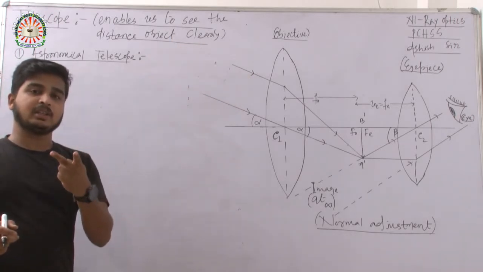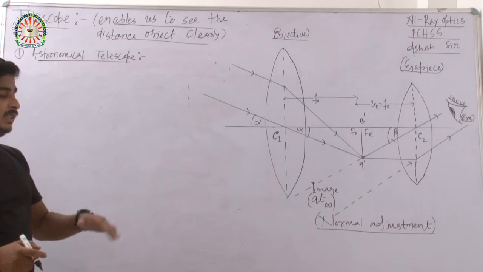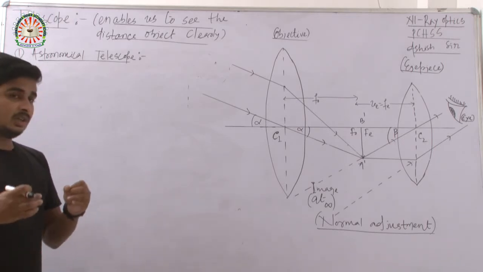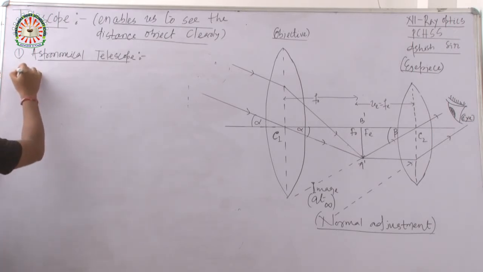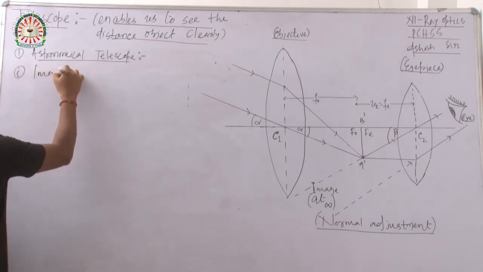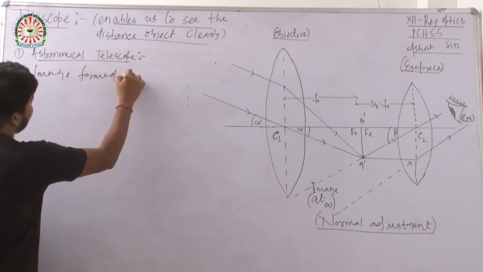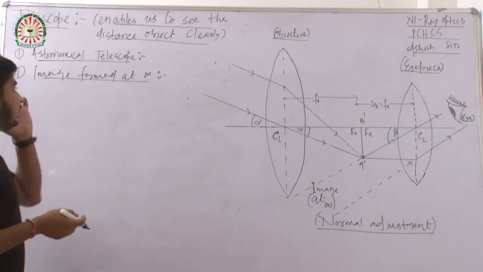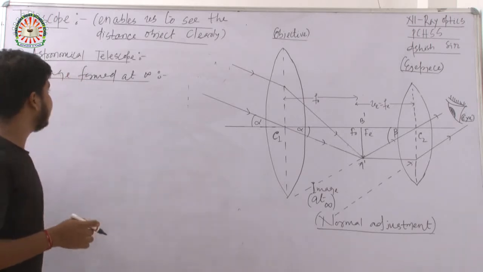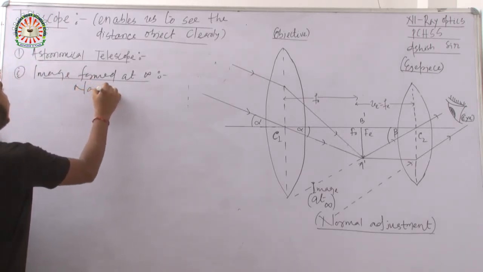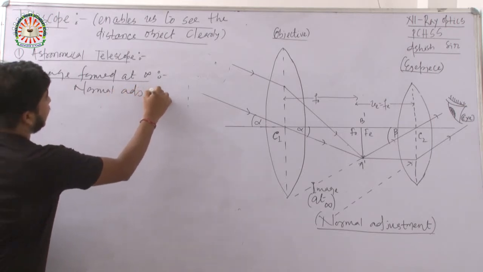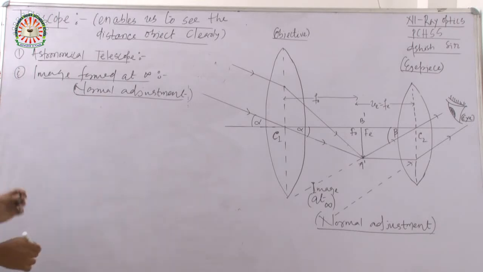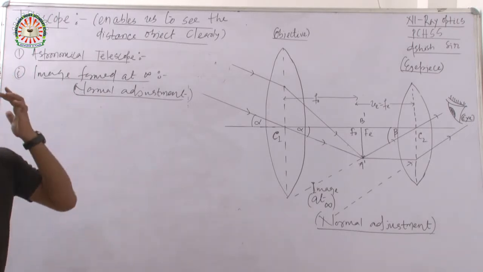So here we have to discuss two cases: where the image is formed at infinite and where the image is formed at d distance. First we are going to discuss the image formed at infinite. This case is known as normal adjustment. So image formed at infinite is the case of normal adjustment.